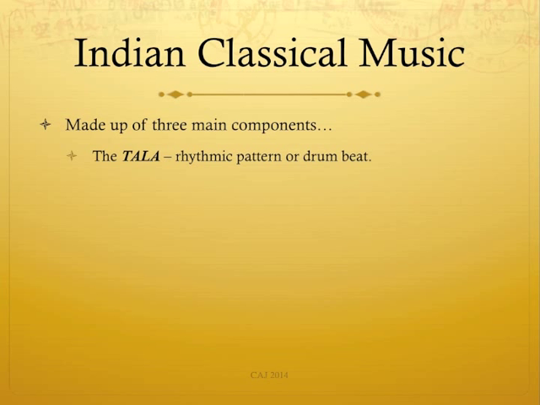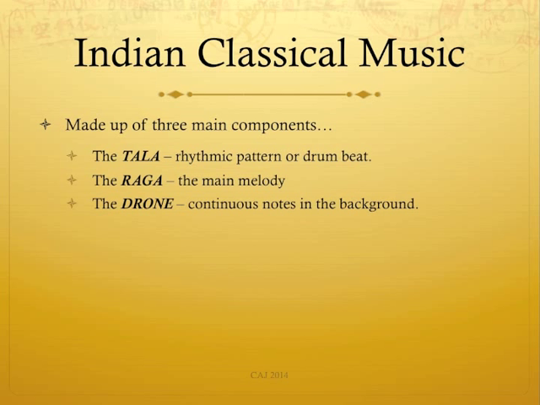So there's the tala, which is the rhythmic pattern. We could call it a drum beat, but we don't want to fall into that trap. Try not to call it a drum beat. It is known as the tala. There's the raga, which is the main melody. Again, refrain from calling it a melody. It is known as the raga. And the drone, which are continuous notes in the background. And again, it could be as simple as 1 long held note, or it could be many notes. But the important thing is that you remember that they are long held notes, hence the name drone.